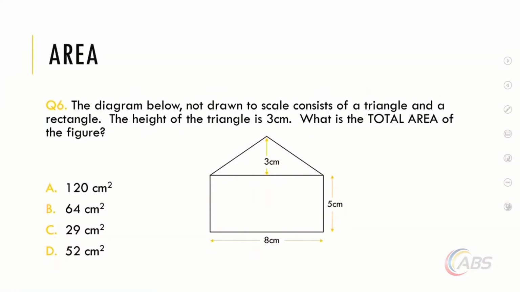Question 6. The diagram below, not drawn to scale, consists of a triangle and a rectangle. The height of the triangle is 3 centimeters. What is the total area of the figure? So this kind of looks like a house, doesn't it? Well, like the side profile of a house.